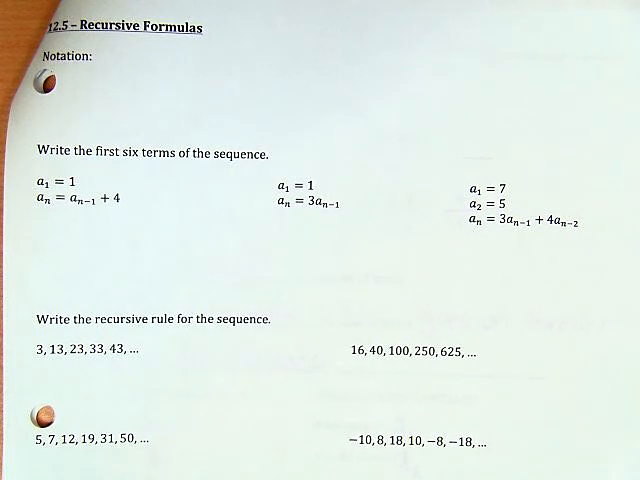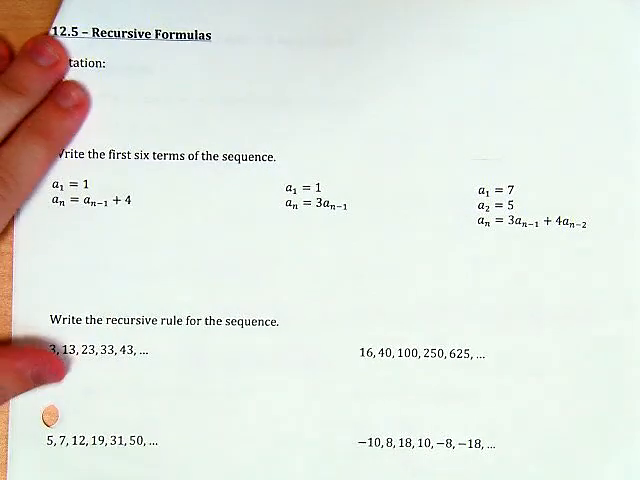Okay, last section in chapter 12 is 12.5. It's recursive formulas. So basically recursive formulas means they're giving you a term and you have to use that term to find the next one. So a little bit of notation first.